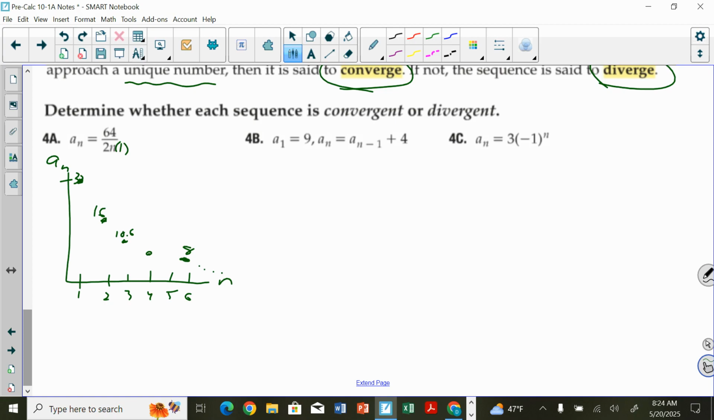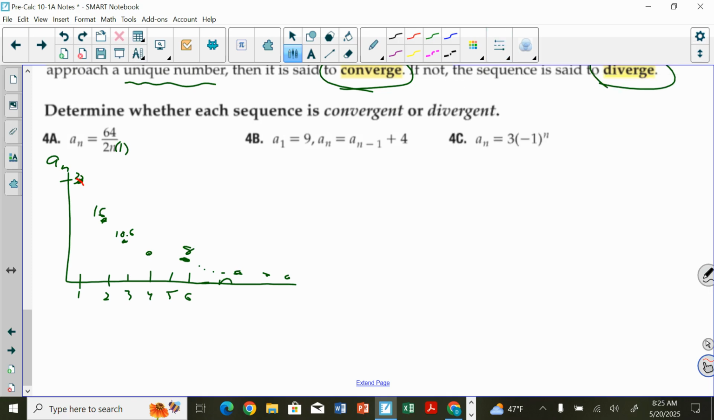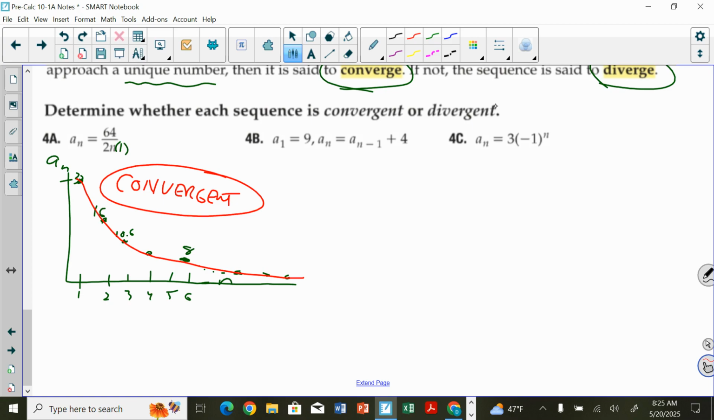But what's going to happen as we keep going on n is that the points are going to keep going like this. That makes this little graph something like this. If we look at the end behavior, it's getting closer and closer to 0, but it's never going to quite get to 0. So this would be convergent, because we can see it has a limit approaching a certain number.